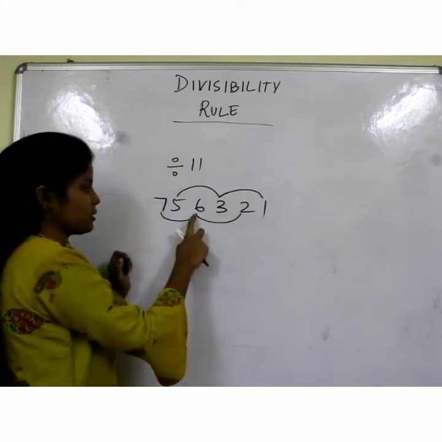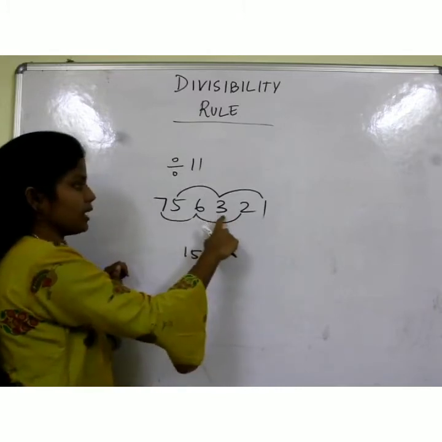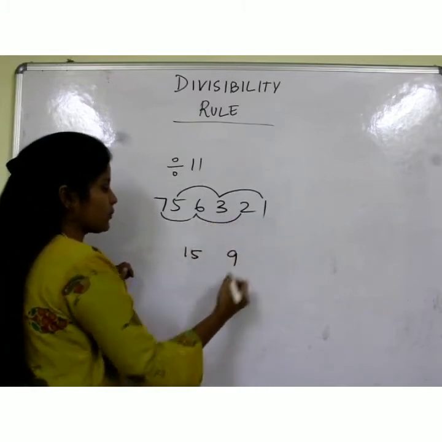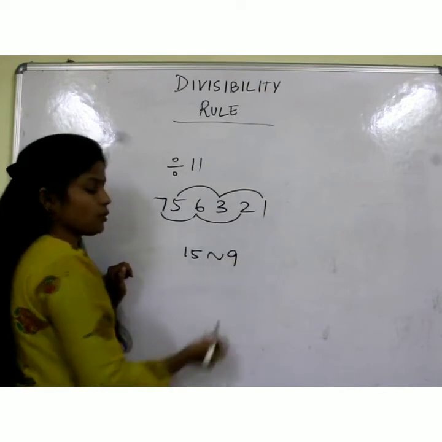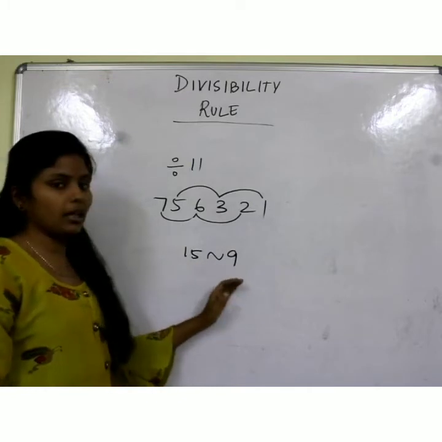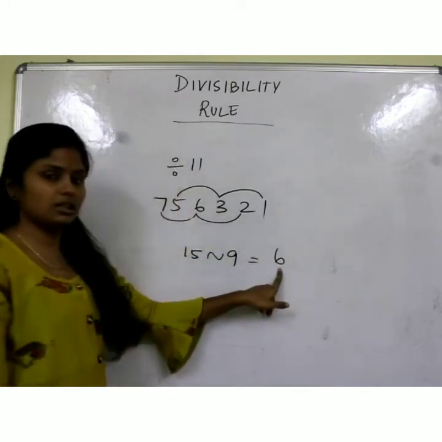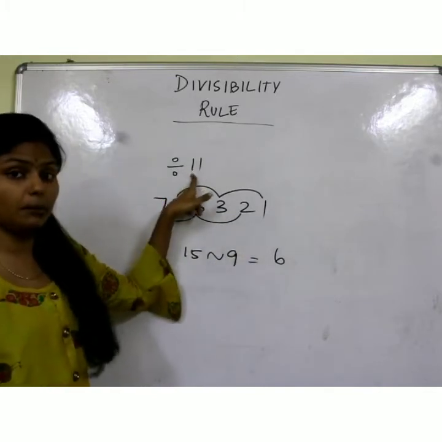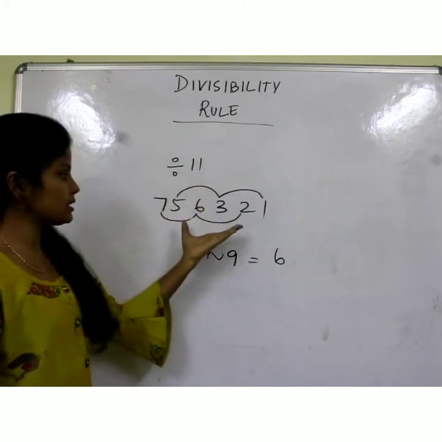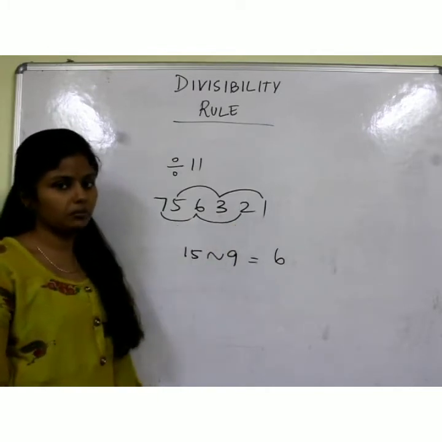7 plus 6 makes 13, 13 plus 2, 15. And 5 plus 3, 8, 8 plus 1, 9. Now take the difference of these two numbers, 15 and 9, which gives you a difference of 6. Now 6 is not a multiple of 11, so this 6-digit number 756321 is not divisible by 11.